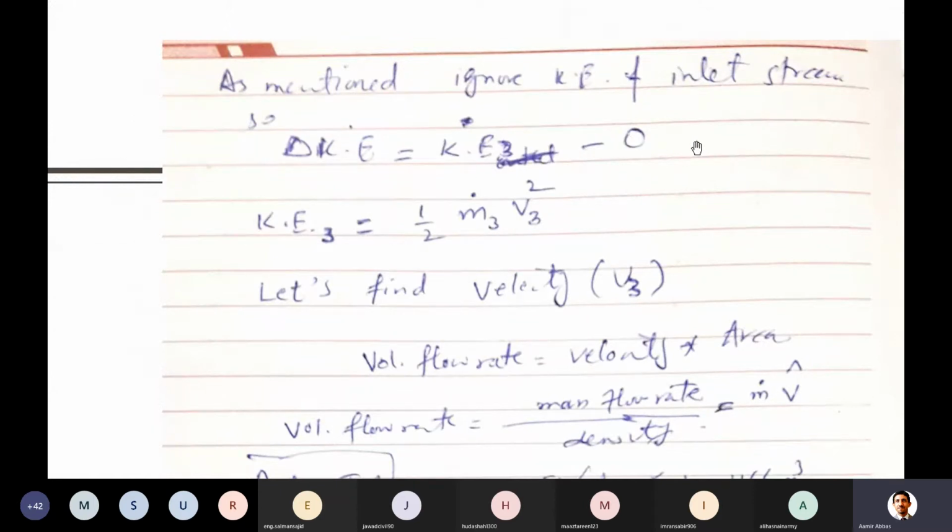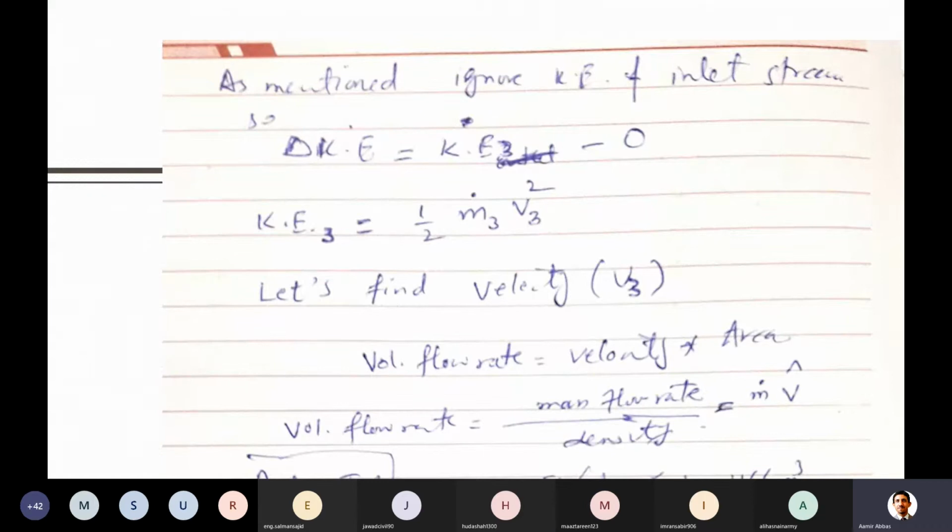Agree with this, guys? Those who were confused about this, just come with me here. I ignore this zero at the moment. Just think that the complete formula is given. So the formula will be 1/2 m3 v3 square minus 1/2 m1 v1 square minus 1/2 m2 v2 square. Do you agree with this? This is the general formula. Yes.